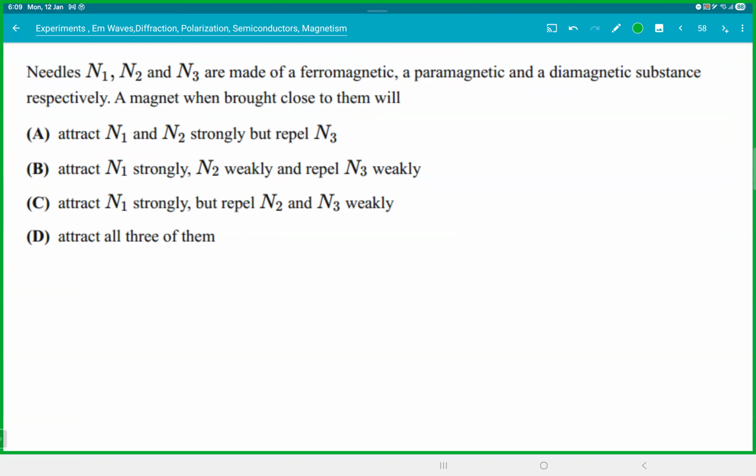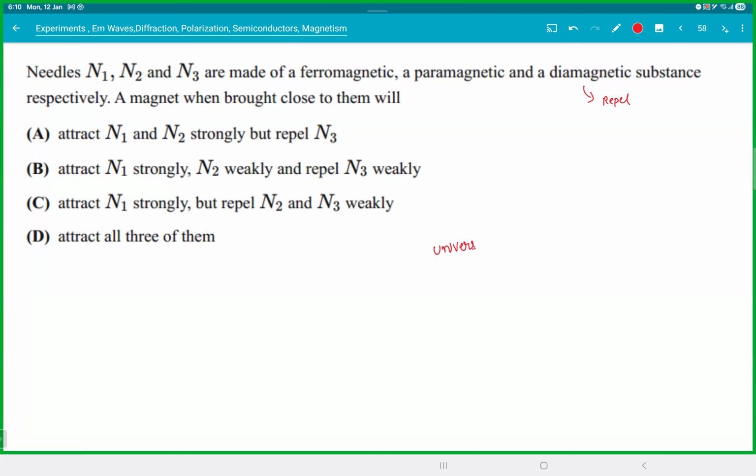Easy one. So what does ferromagnetic do? Ferro and para will attract, dia will repel. Do you guys remember this thing? What is the universal property of all materials? Diamagnetism. What is the meaning of that?